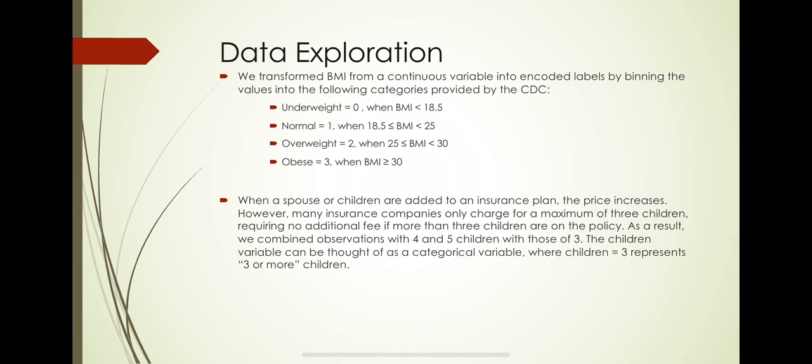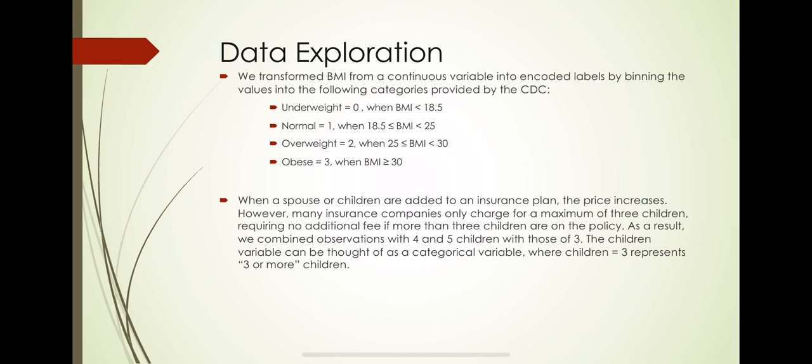We transformed the continuous variable BMI into a categorical variable using the CDC guidelines, which indicate BMIs less than 18.5 are classified as underweight, BMIs between 18.5 and 25 as normal, BMIs between 25 and 30 as overweight, and BMIs 30 and above as obese. From here, we converted the categorical variable into encoded labels where BMI equals 0, 1, 2, and 3 for underweight, normal, overweight, and obese, respectively.